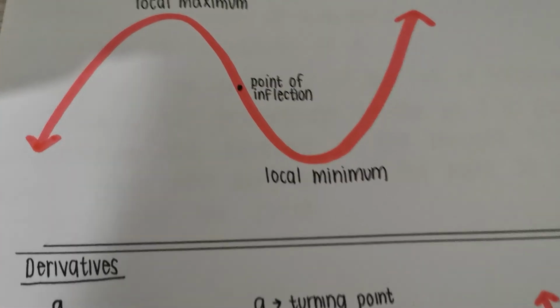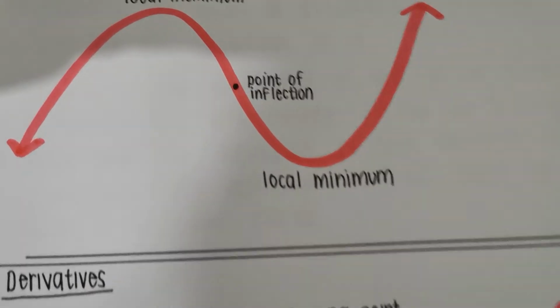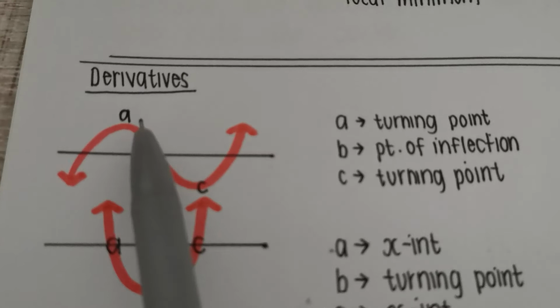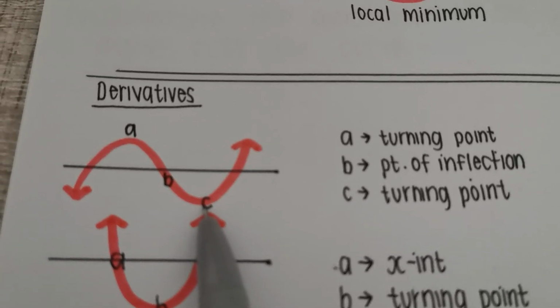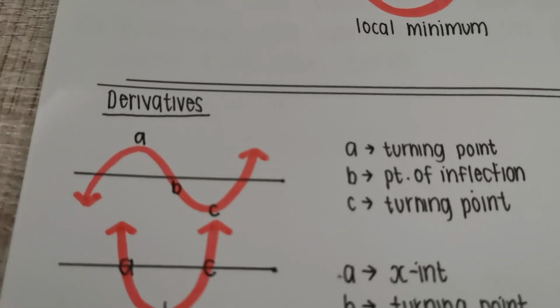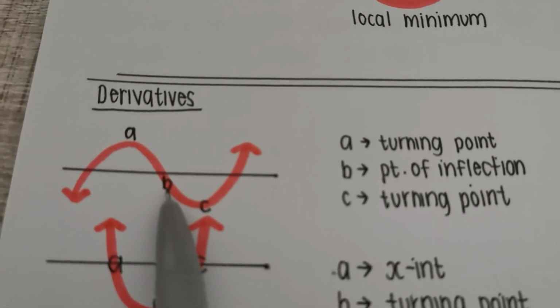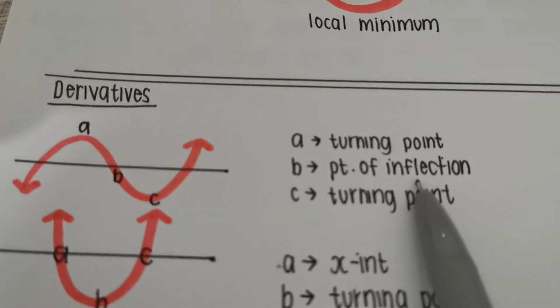All right, another thing that you need to know with your cubic graph and its derivatives. Okay, so if I have a cubic graph, I've labeled this local maximum as A, local minimum here as C, right? It is our turning points, and I've labeled here B. It's not the x-intercept, it's actually the point of inflection. There it is over here.